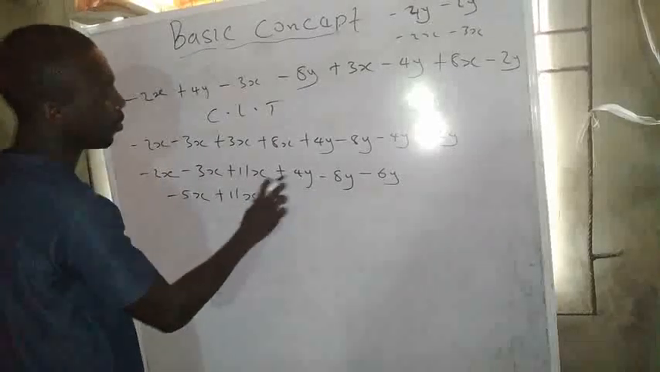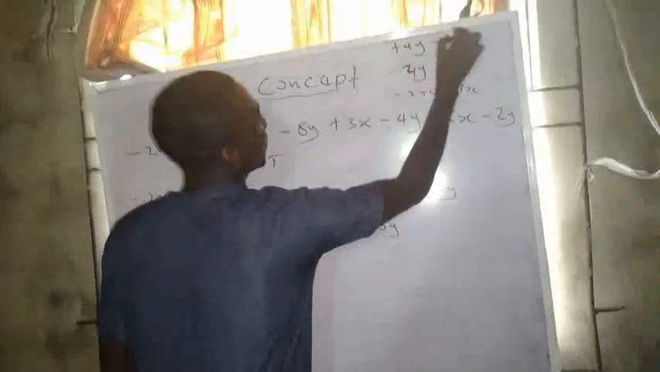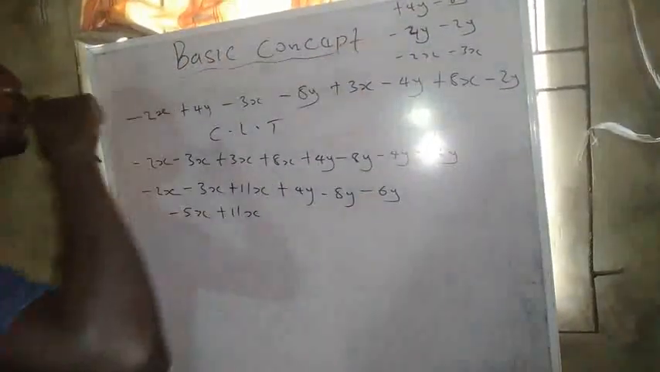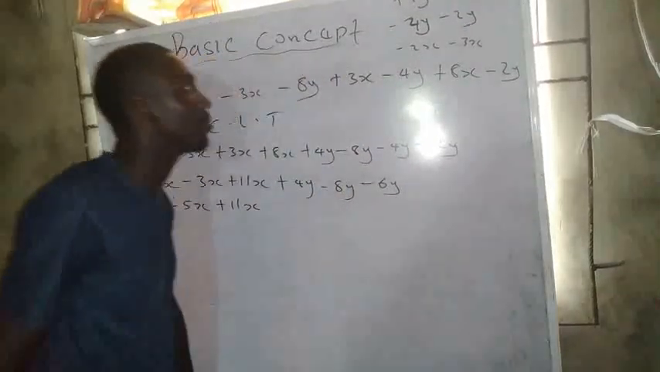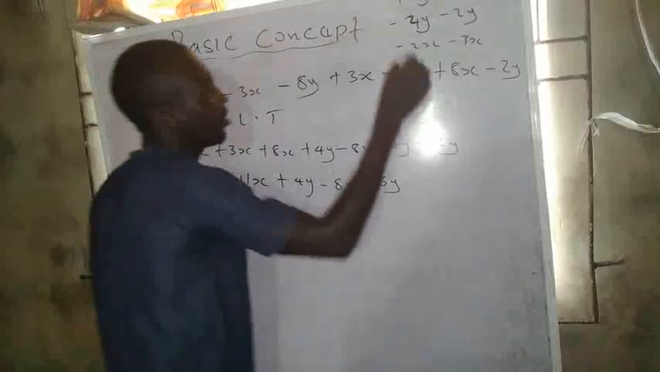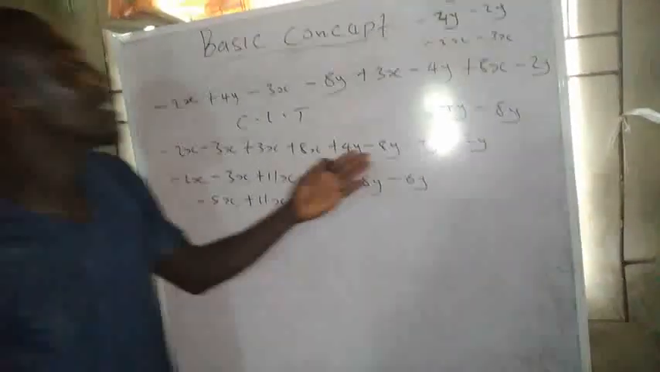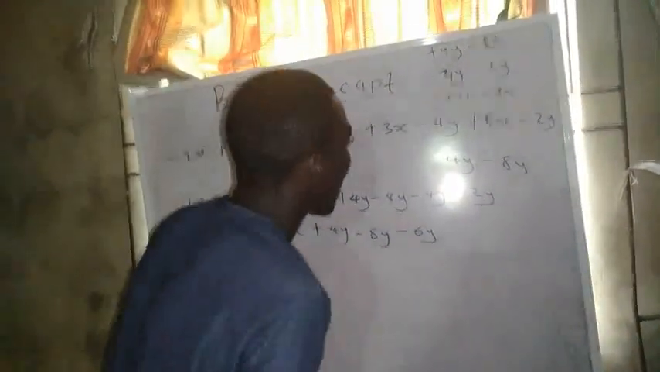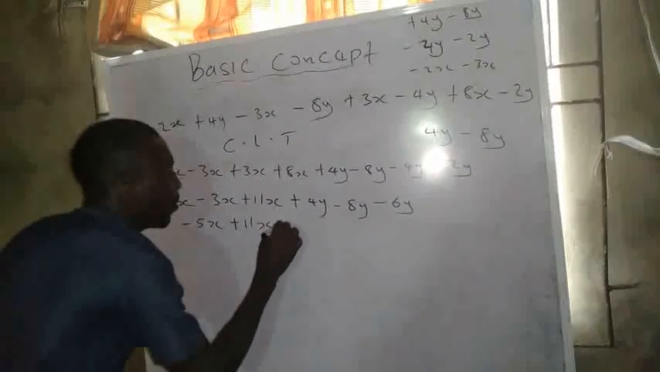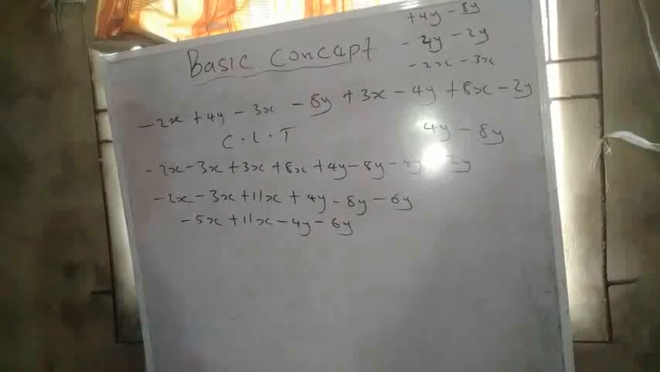We are having plus 4y minus 8y. I told you, whenever you have plus and minus, you write the one that has the positive sign first. It means I'll write 4y first. 4y minus 8y, I told you earlier, you are subtracting a bigger number from a smaller number, definitely to give you what? Minus. So 4y minus 8y is going to give us minus 4y. Minus 6y.